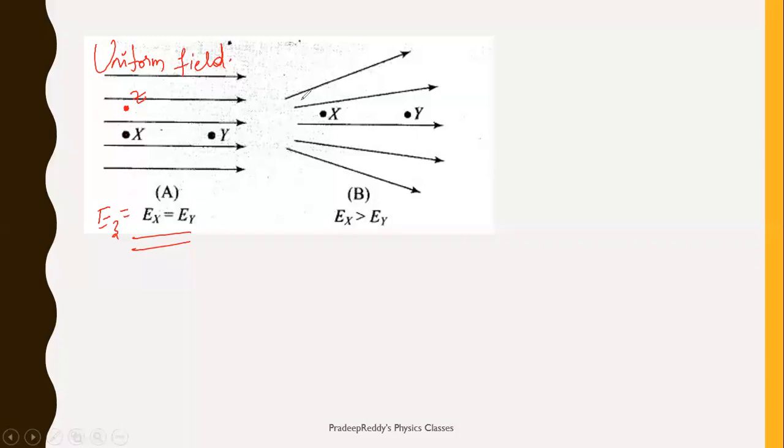Now check it in this particular figure B. We have A, P, and we have B, Q. Clearly in this figure, AP length is not equal to BQ. Clearly BQ magnitude is greater than AP magnitude.